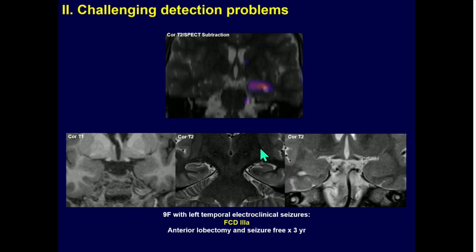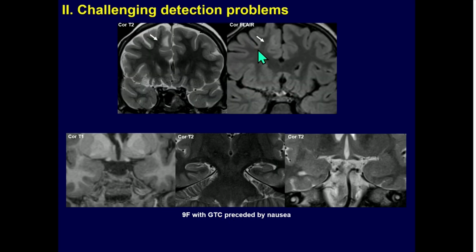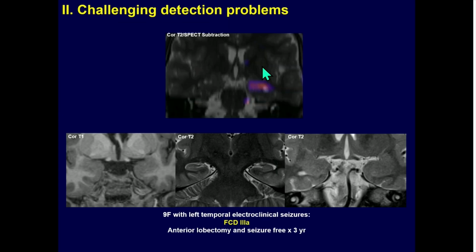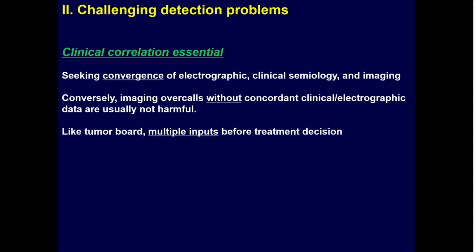This turned out to be a radiographically occult type 3A cortical dysplasia, which even retrospectively you can't see. So the previous finding, the only finding really radiographically, was misleading. And this is all just to say that clinical correlation is essential. When you do these epilepsy surgery conferences, they're seeking convergence of electrographic, semiology, and imaging data. And this directly relates to how we read these things.